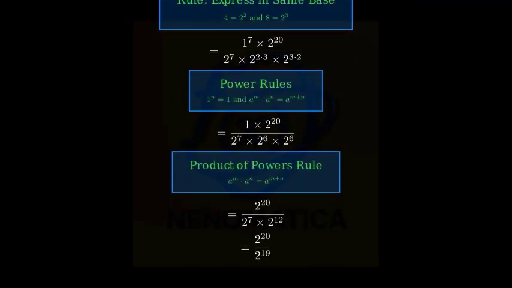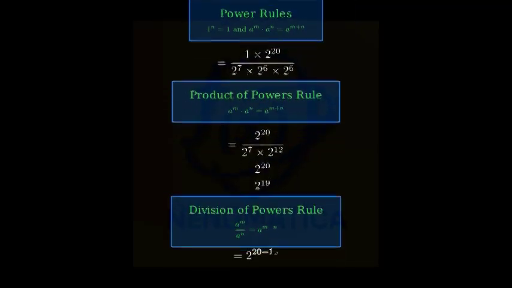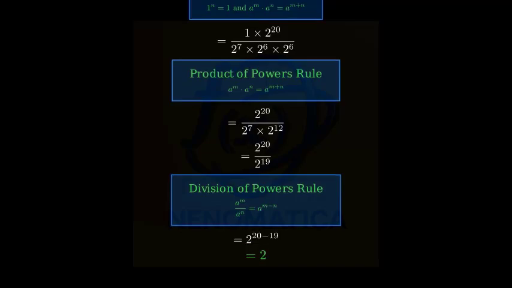2 to the 6th power times 2 to the 6th power equals 2 to the 12th power. So we have 2 to the 7th power times 2 to the 12th power, which equals 2 to the 19th power in the denominator. Finally, when dividing expressions with the same base, we subtract the exponents. So 2 to the power of 20 divided by 2 to the power of 19 equals 2 to the power of 20 minus 19, which equals 2 to the power of 1, or simply 2.